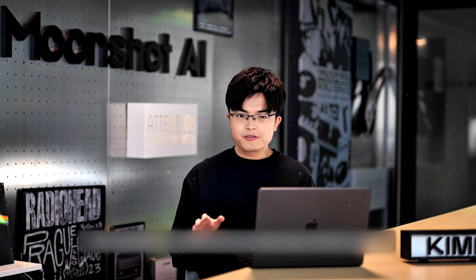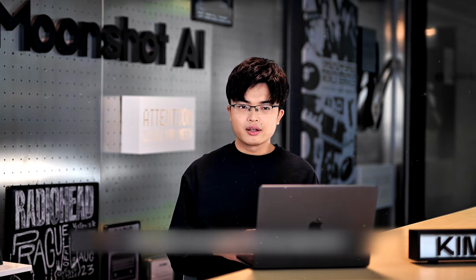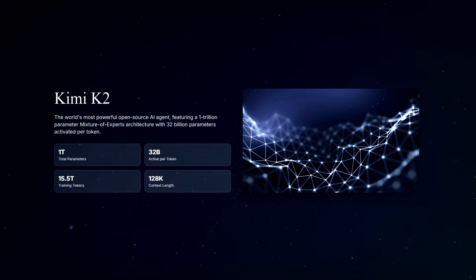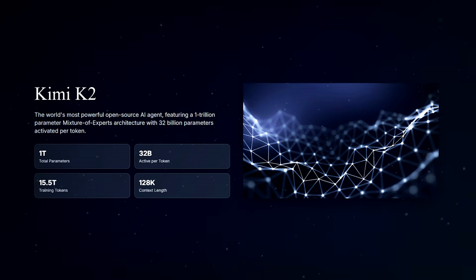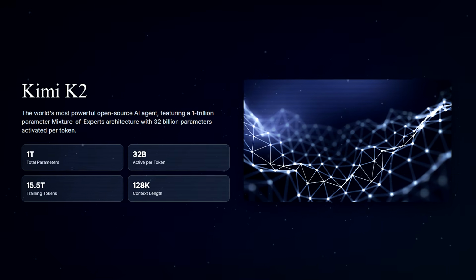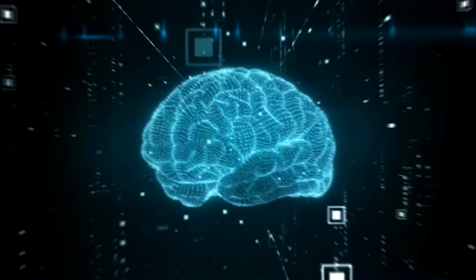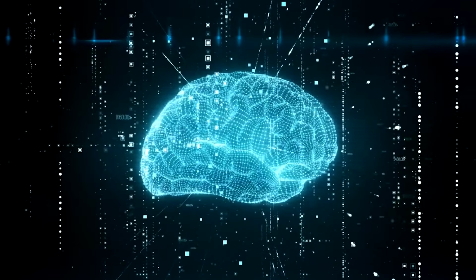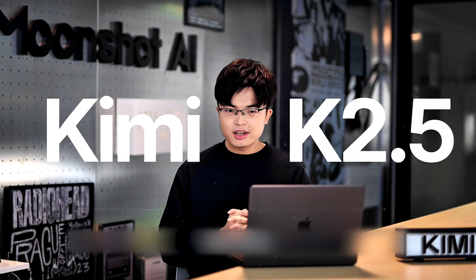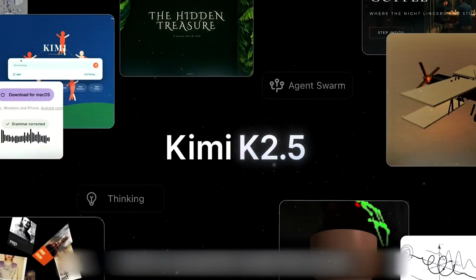Fast forward 4 months to November, and they leveled up with Kimi K2 thinking. This bad boy introduced interleaved reasoning, handling 200 to 300 tool calls with rock-solid stability. It was like giving the AI a turbocharged brain for complex tasks. But wait, it gets better. 3 months later, January 2026, and here we are with Kimi K2.5.